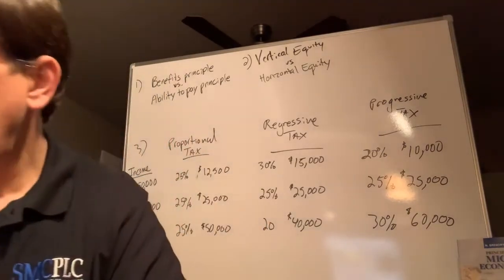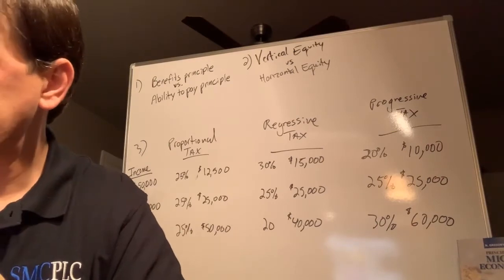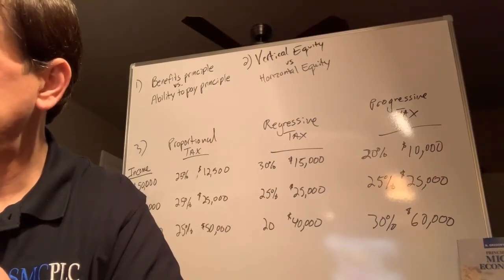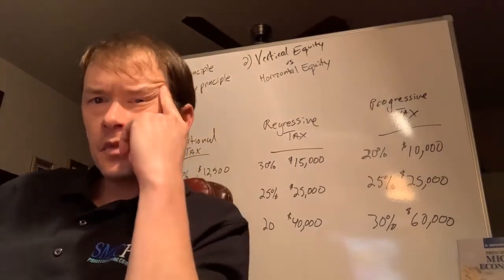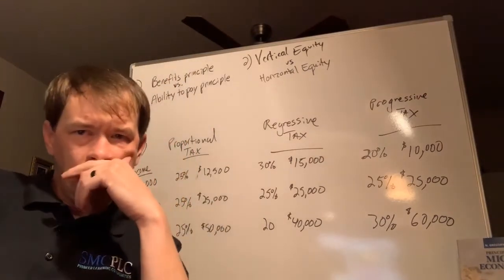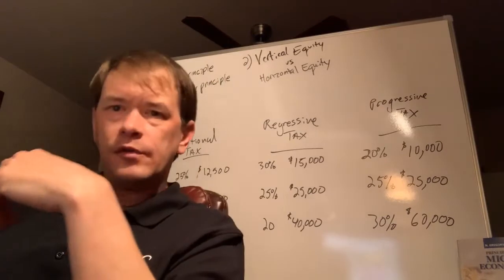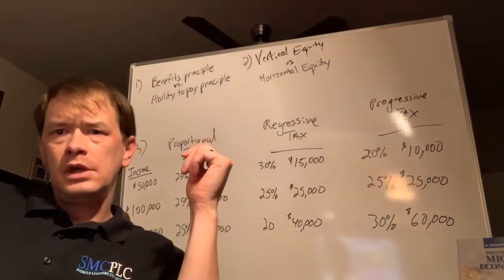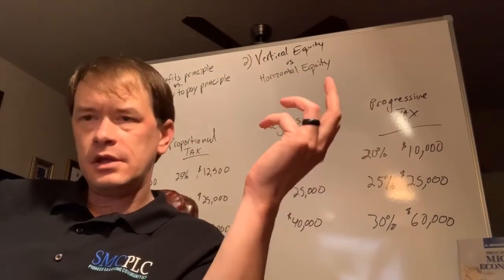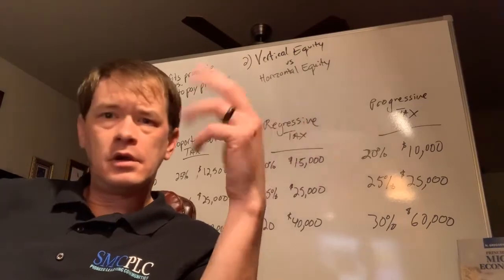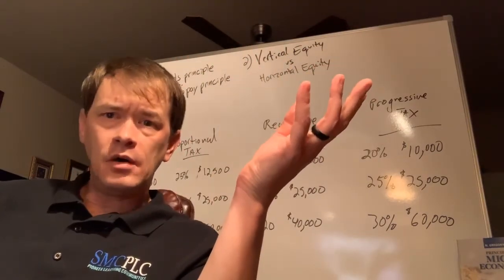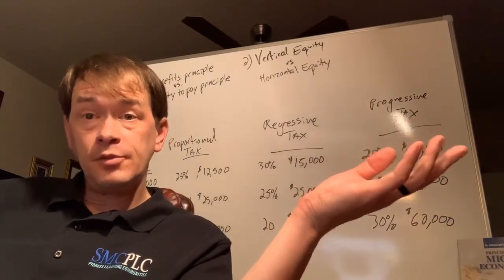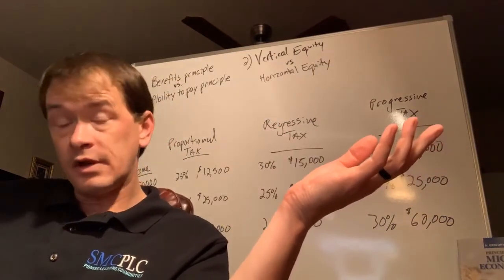Horizontal equity, the idea that taxpayers with similar abilities to pay should pay the same amount. That one's a little more sticky. So let's say I do a stupendous job of teaching you, and hypothetically I'm earning $100,000, and hypothetically you get out and you're earning $100,000. We're earning the same amount. Should we pay the same amount? That's the question of horizontal equity.